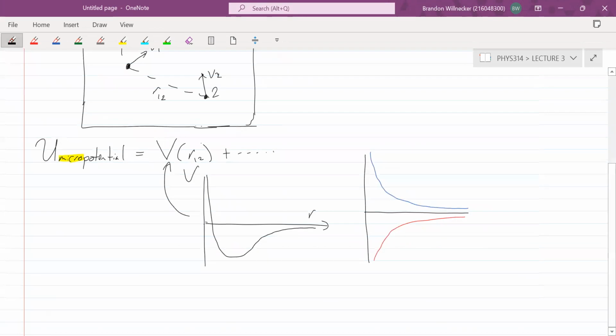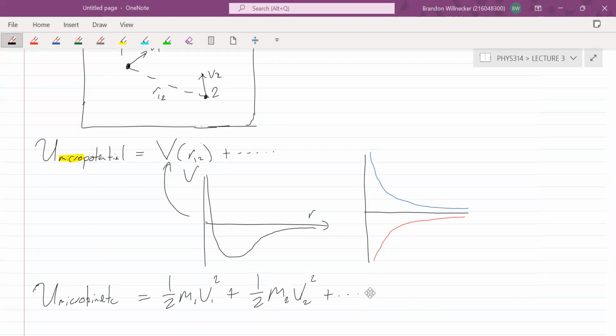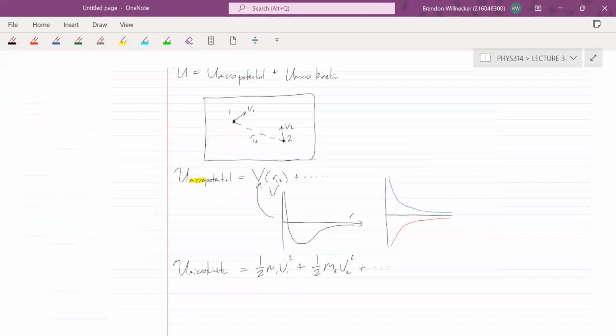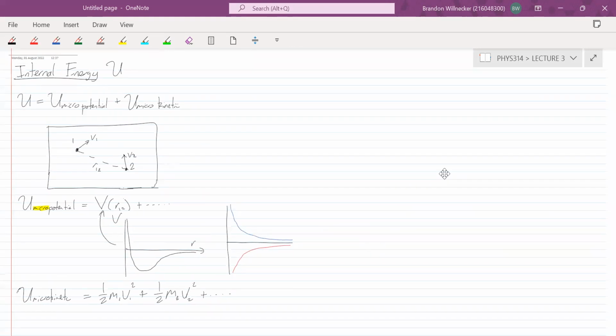Okay, so that's the micropotential, and then the microkinetic is defined very similarly. Microkinetic is equal to 1/2 m1 v1 squared plus 1/2 m2 v2 squared plus and so on. We add up all the kinetic energies, and that gives us the total microkinetic. Okay, we add these two together, and that gives us the internal energy.